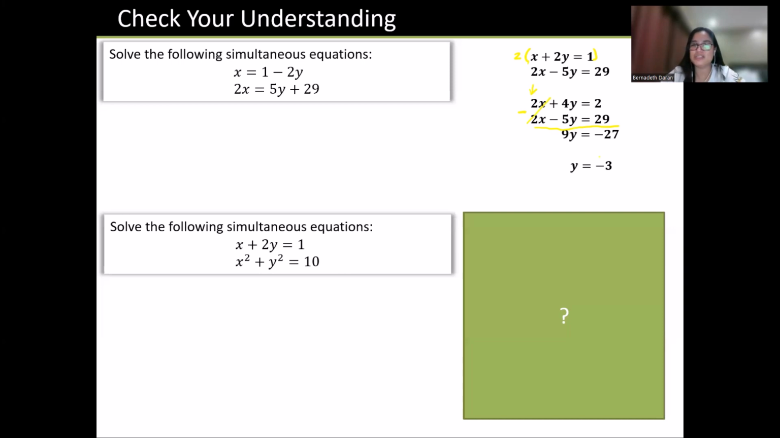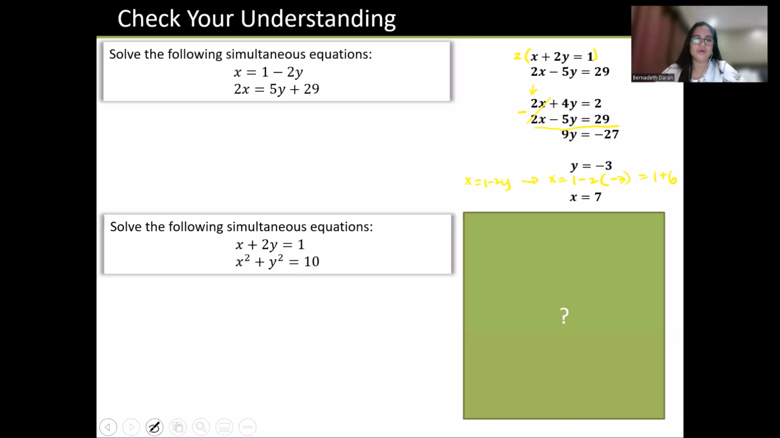Then what do we do next? We substitute this to any of the equations. So, for example, we substitute y to x plus 2y is equal to 1, or here, x is equal to 1 minus 2y. So we substitute y, so that x is equal to 1 minus 2 multiplied by negative 3. And this will give us 1 plus 6. So x is equal to 7.